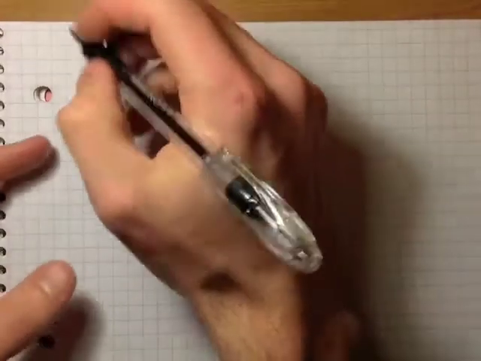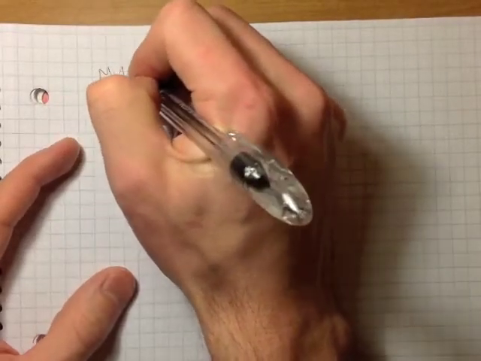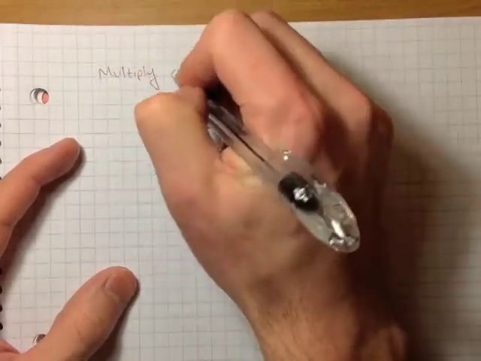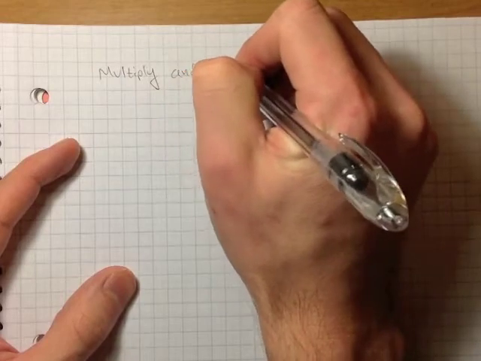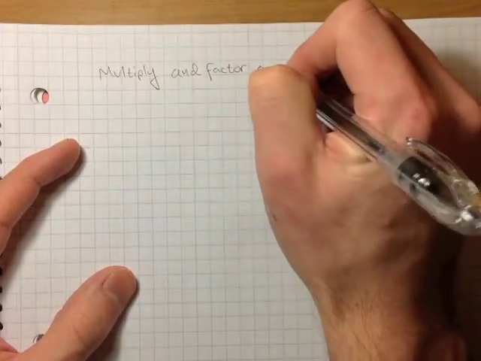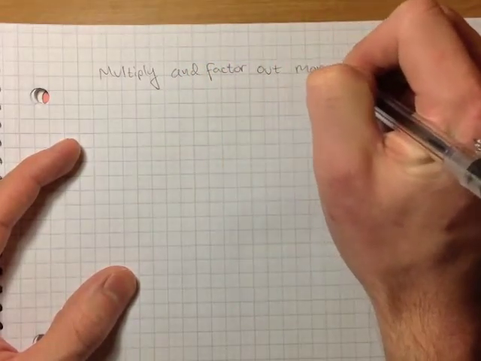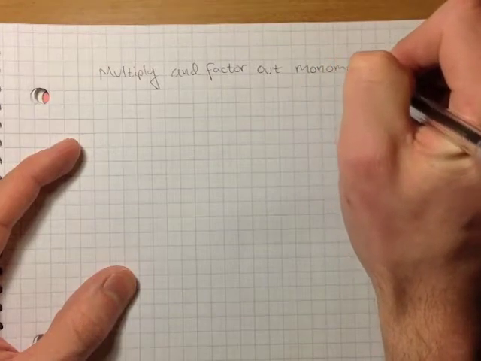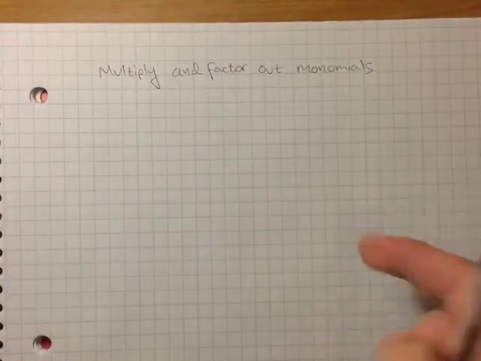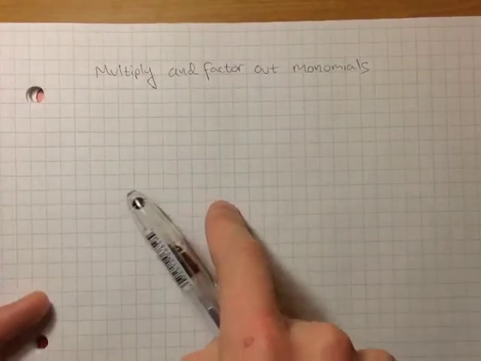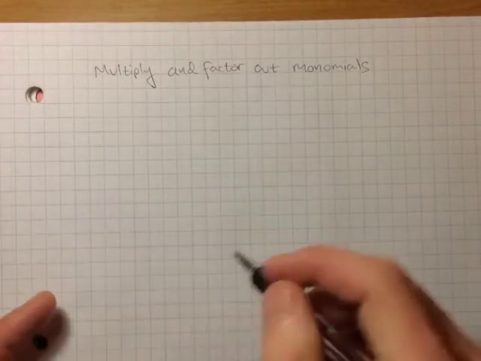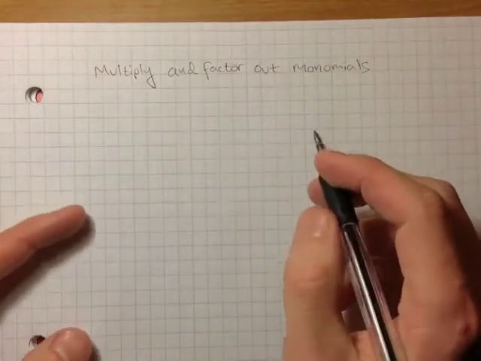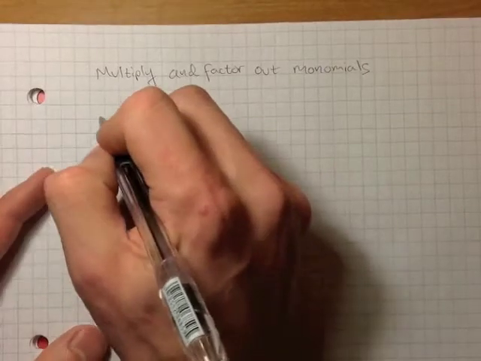In this video we are going to multiply and factor out monomials. So I need you to get out paper, and I need you to take out notes with me. It does not need to be grid paper, it can be lined paper, that's fine. Now remember that a monomial looks something like this, for example.